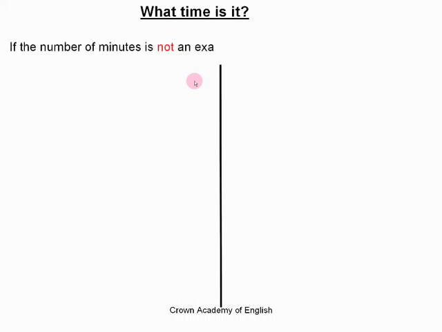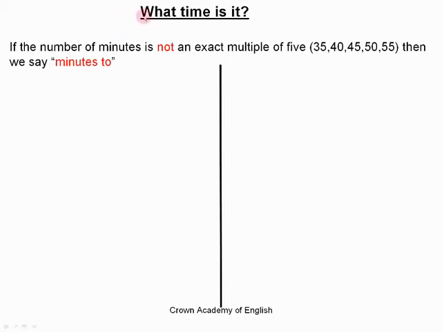And again, we have the same rule. If the number of minutes is not an exact multiple of 5, like 35, 40, 45, 50, or 55, then we say minutes to. So we add the word minutes.